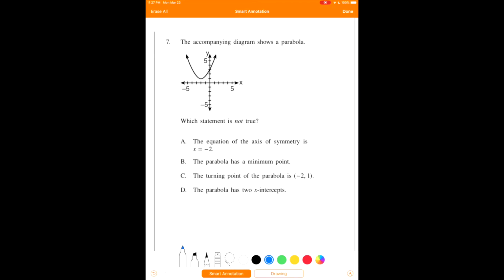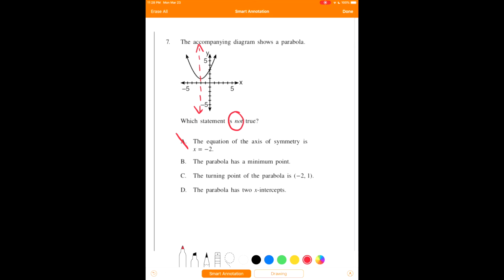Number 7, the accompanying diagram shows a parabola. Which statement is not true? The equation of the axis of symmetry is x equals -2. Let's look for the axis of symmetry. That's going to be, remember, right through the vertex, a vertical line. And it's always an x equals equation, so that's good. And then this is right on -2, so that one is true.